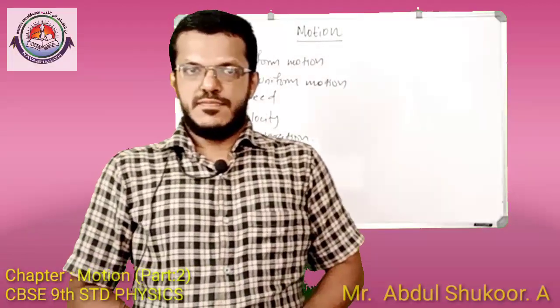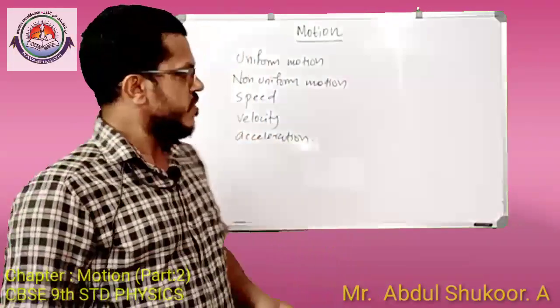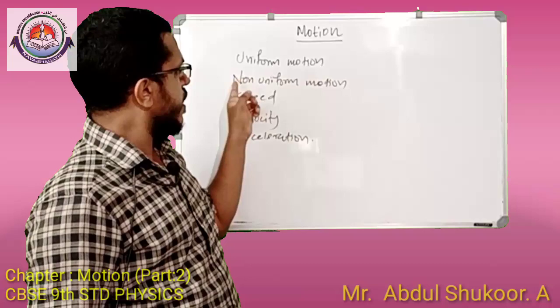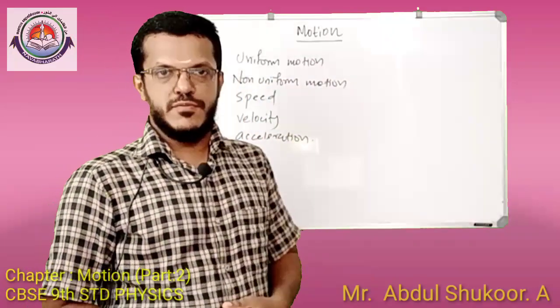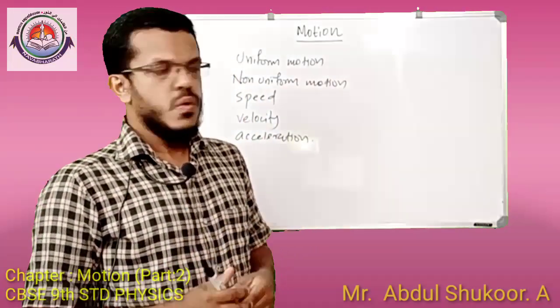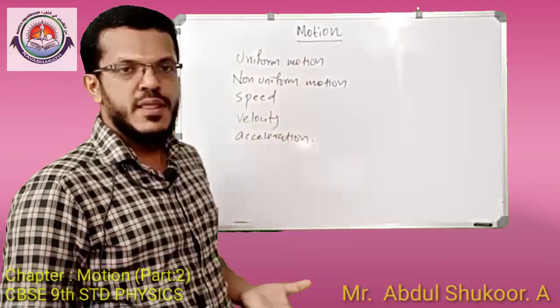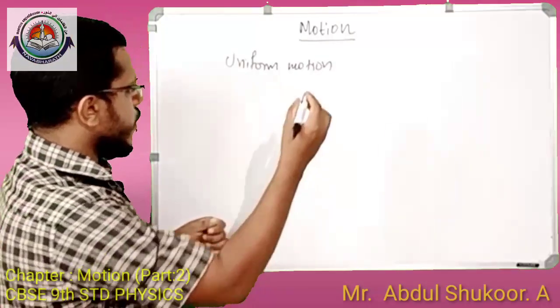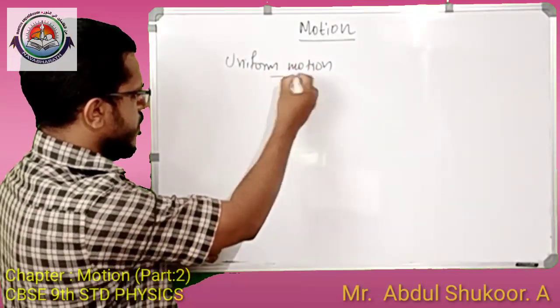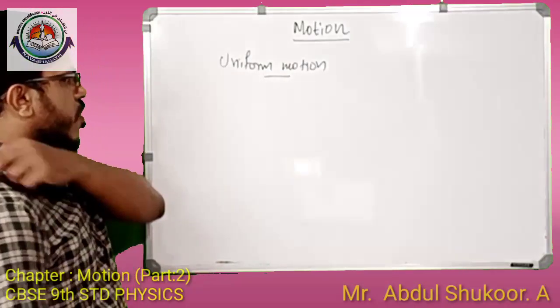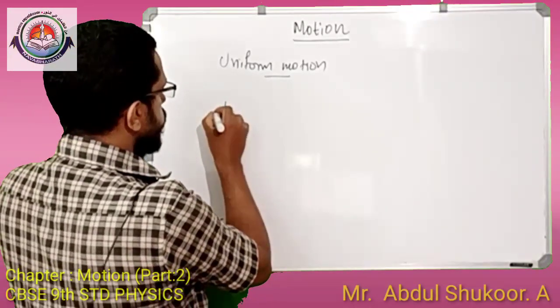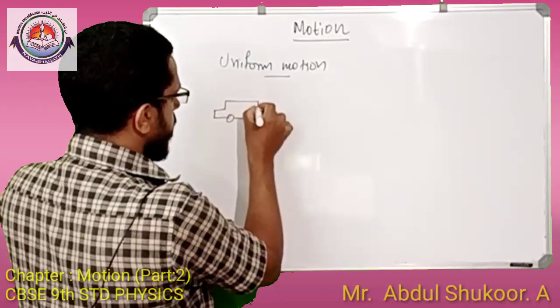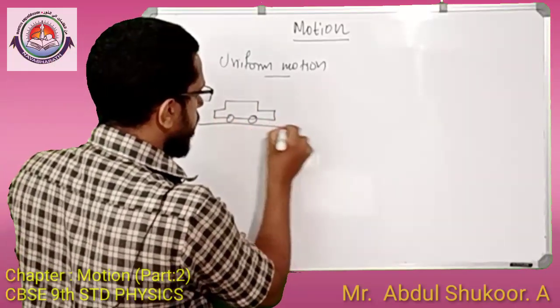Okay, dear students, first we are going to discuss uniform motion and non-uniform motion. We are going to compare these two. What is the meaning of uniform motion and non-uniform motion? First we discuss uniform motion. Consider an object moving along a straight line. For example, imagine a car moving along a straight line like this.